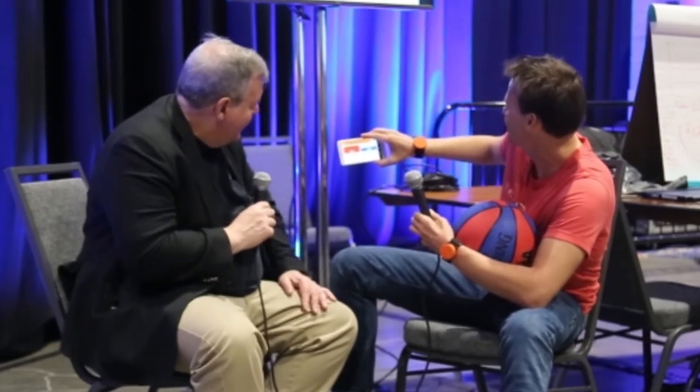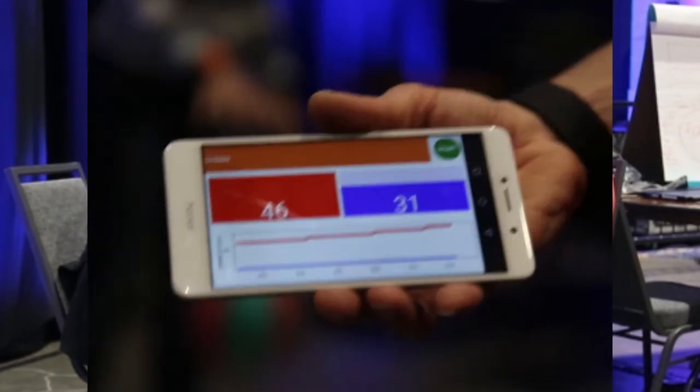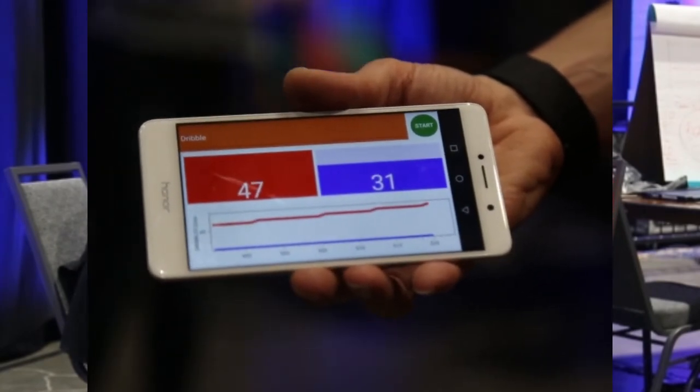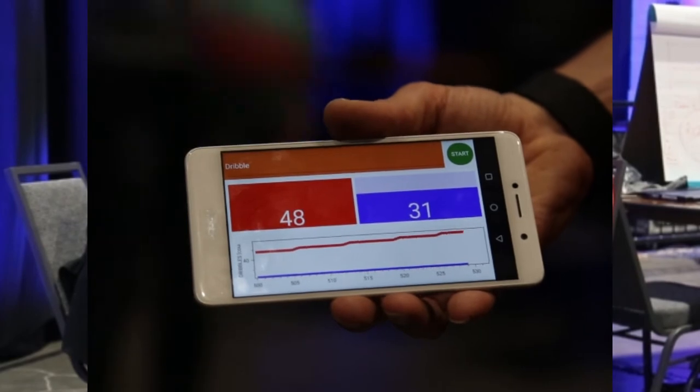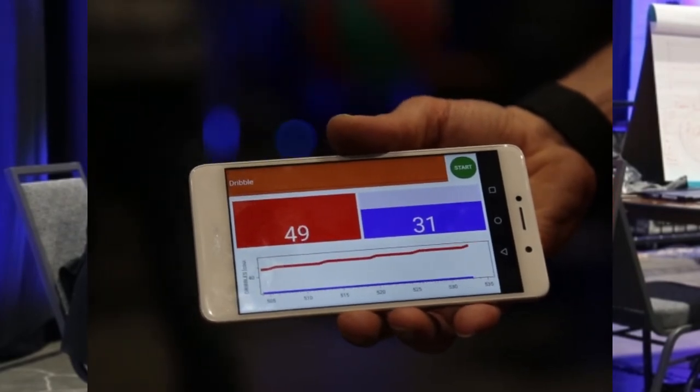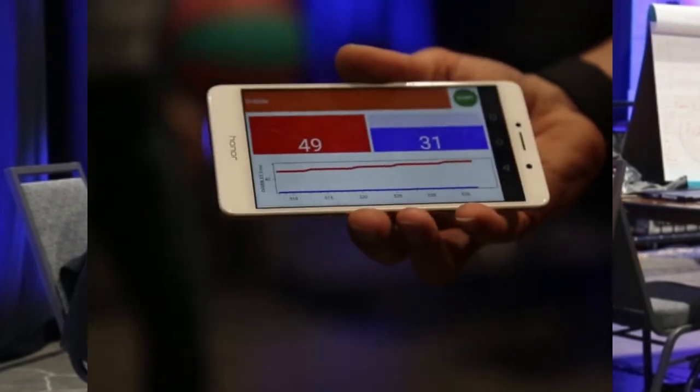Right. Here. Can we get a look at that? Sure. Yeah. We're also projecting this up behind us as well. What do these numbers mean? The numbers mean the number of dribbles that each team performed at this point. And the lower chart shows the time so that they can see in real time what is happening with each team's performance. Okay. Tell me a little about the technologies that you use to build the solution.